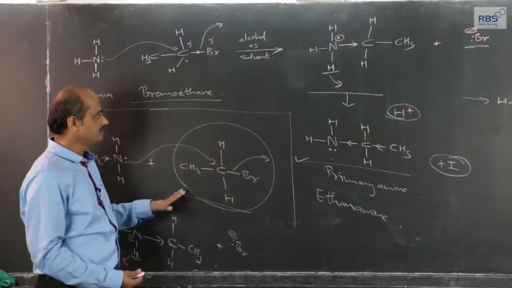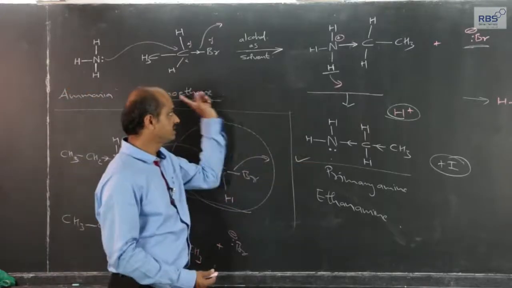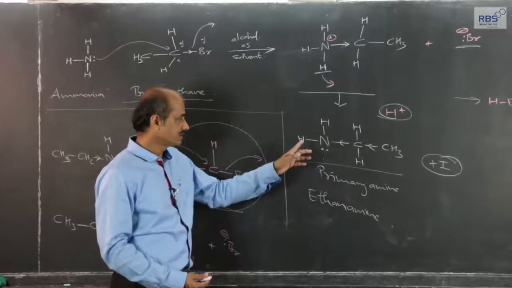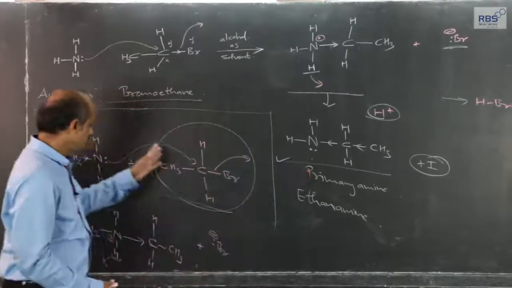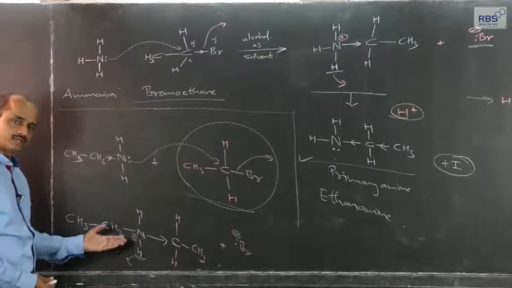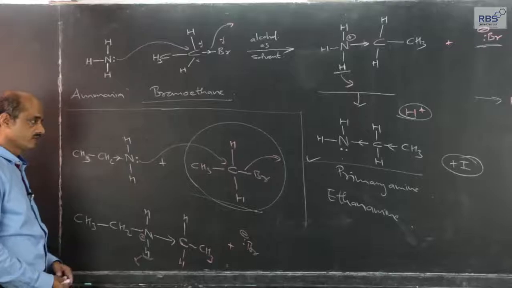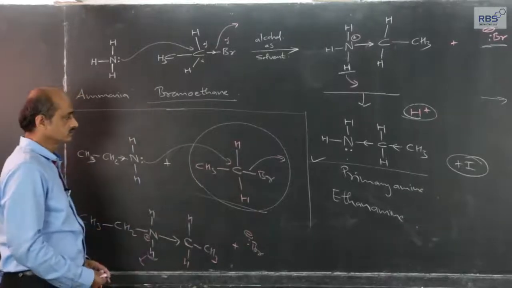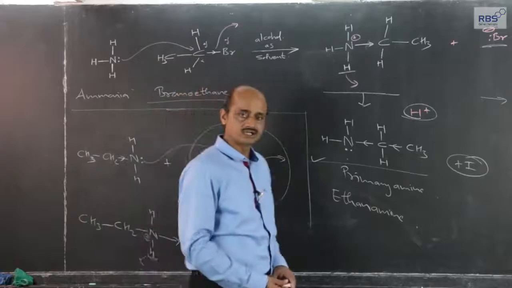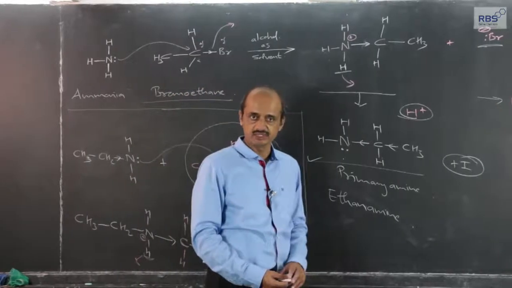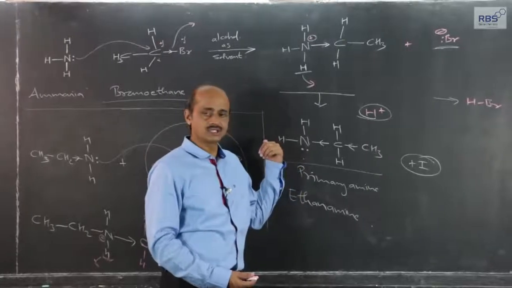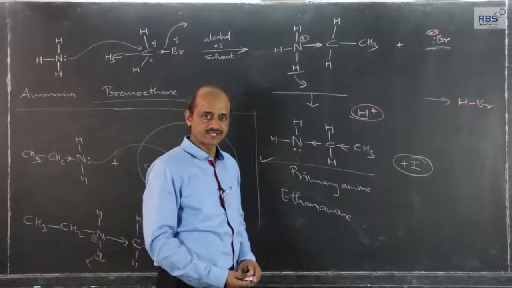Therefore, preparation of amines, especially primary amine, by this method is not a good method because it does not stop here. It continues further to give rise to secondary amine, further tertiary amine and quaternary ammonium salt. So, if this is the case, then there are some alternative reaction methods we have to consider, but this is one of the important reactions.